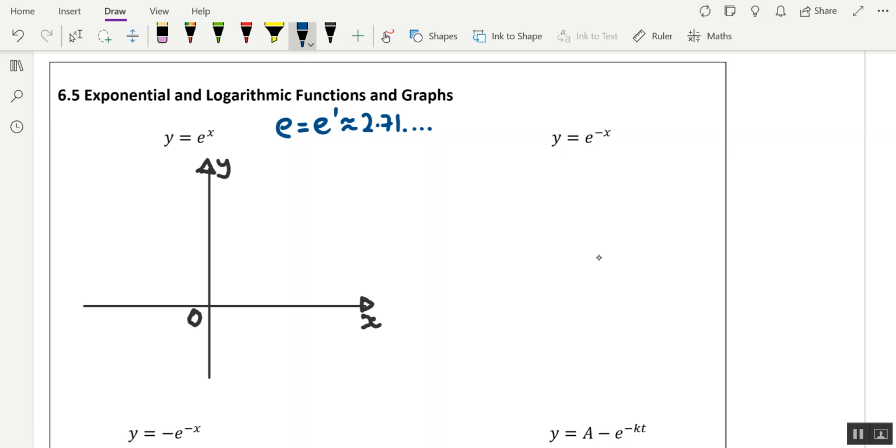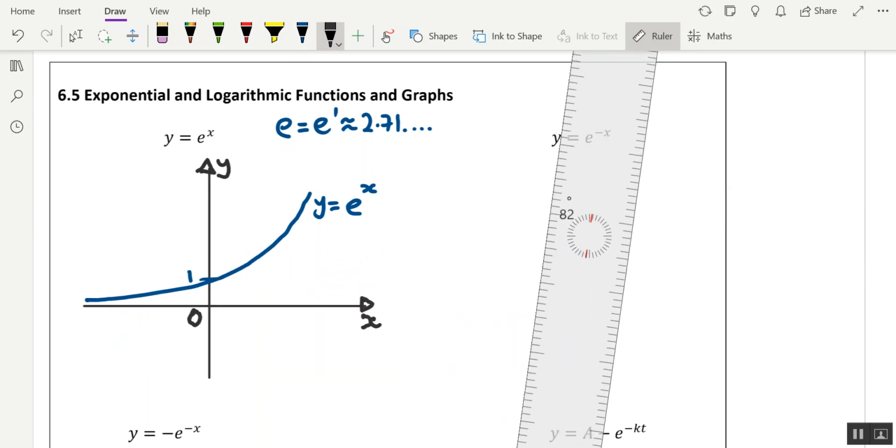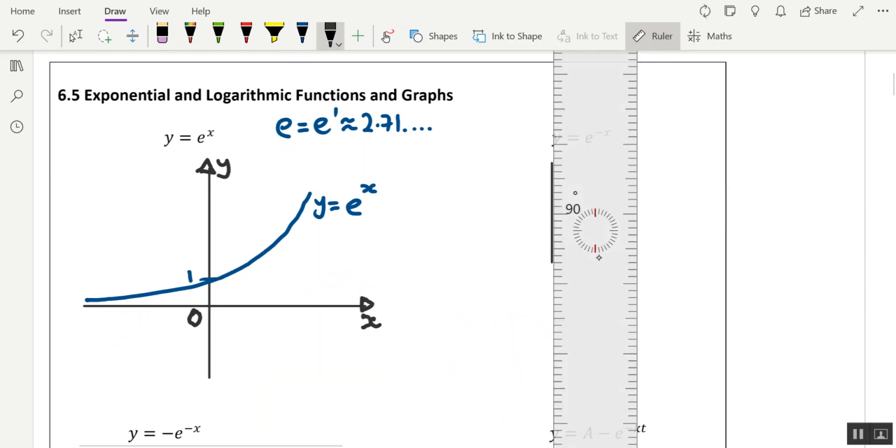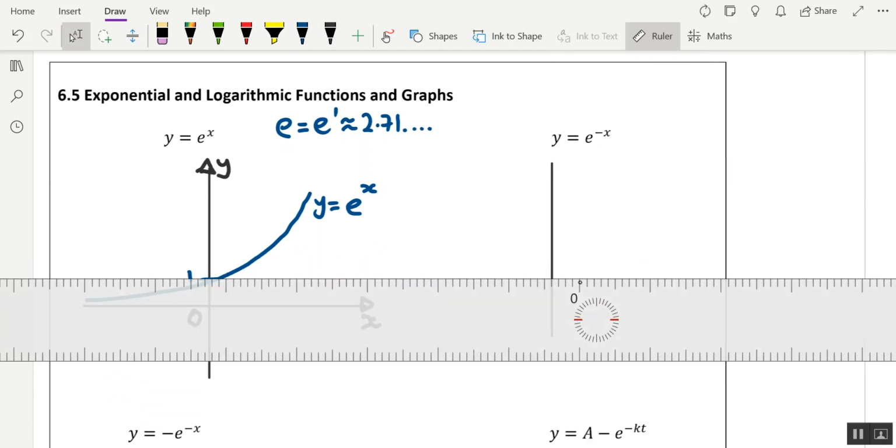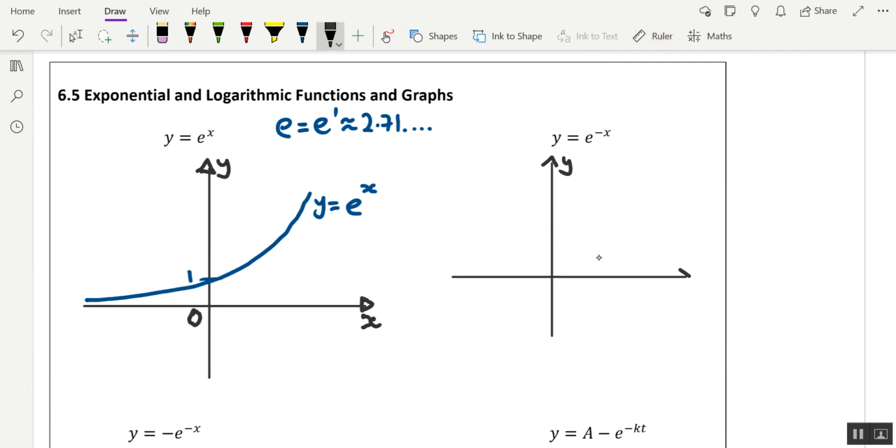So e to the power of x has the same shape as 2 to the power of x. Start very close to the negative x-axis here, and then the aeroplane takes off upwards. Label this as 1, and then label your graph y equals e to the power of x. When you want to draw y equals e to the power of negative x, remember just now I said that when the negative goes to the x, it is a reflection along the y-axis. So we flip the graph to the left.